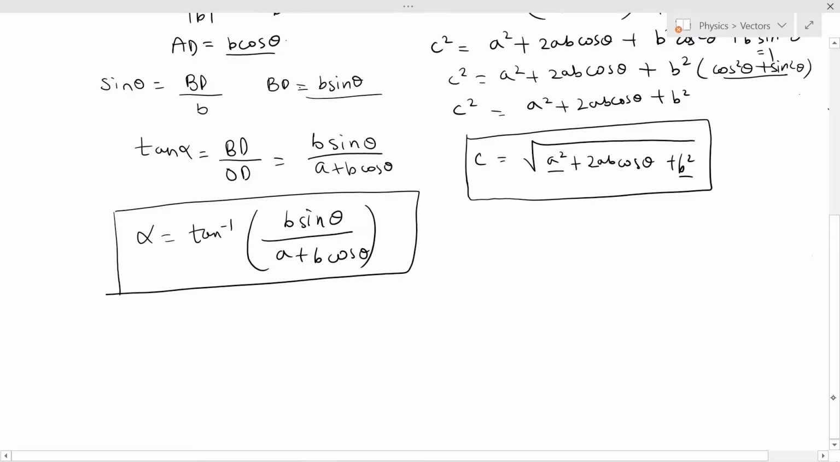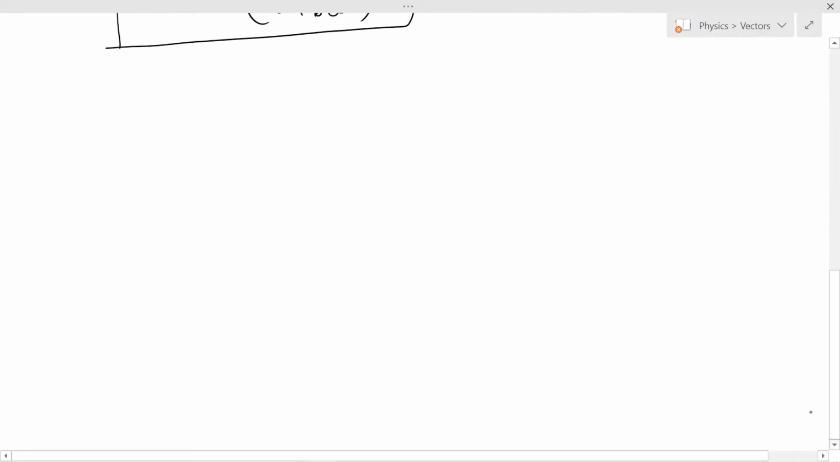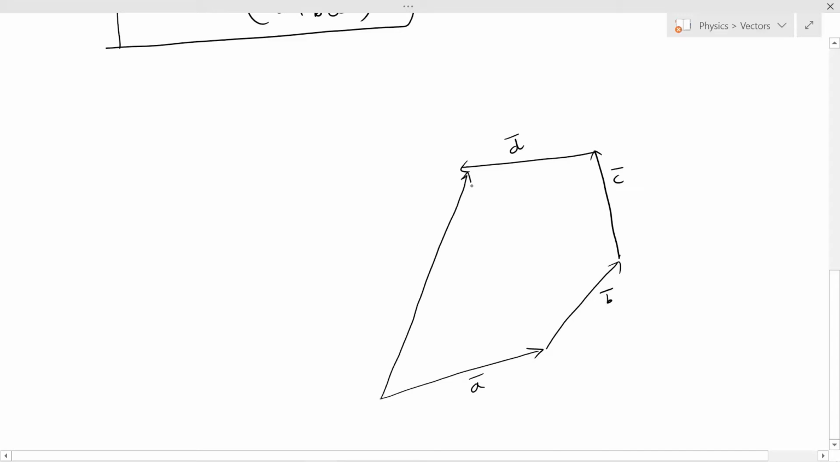So this is the parallelogram law of vector addition. There is one more law of vector addition, which is known as polygonal law of vector addition, which is stated like this. Suppose I have vectors like this: A bar, B bar, C bar and D bar. Then the resultant vector will be given by the vector starting from the tail of the vector A bar and ending at the head of the vector D bar. So this will be my resultant vector: A bar plus B bar plus C bar plus D bar.